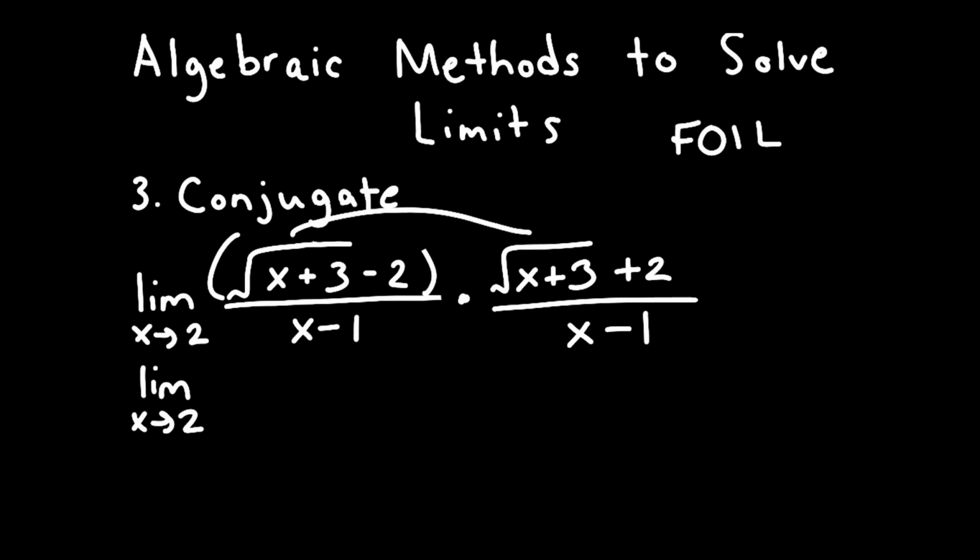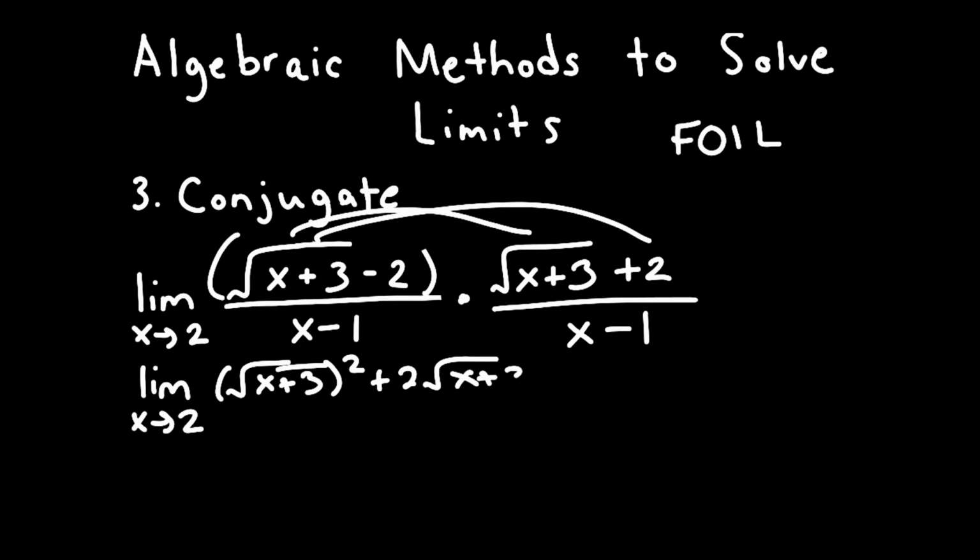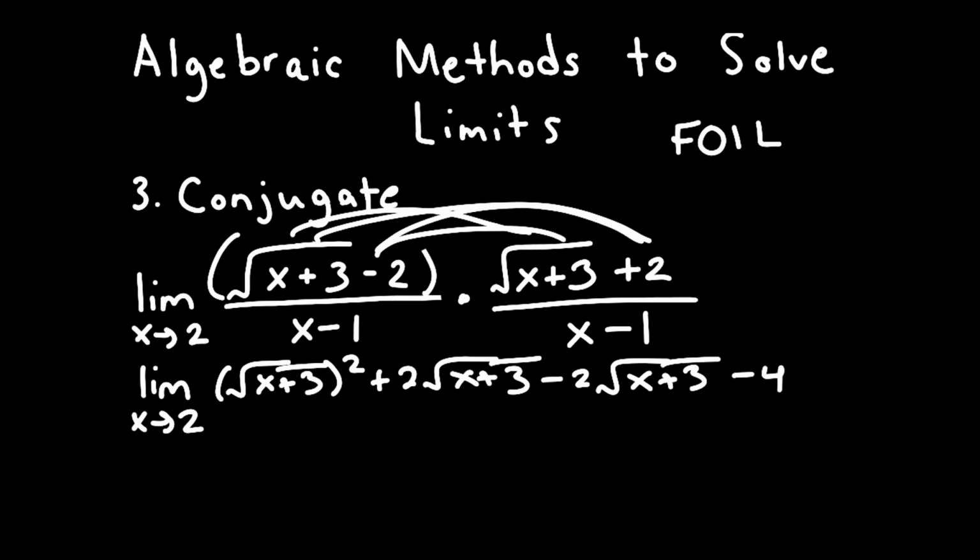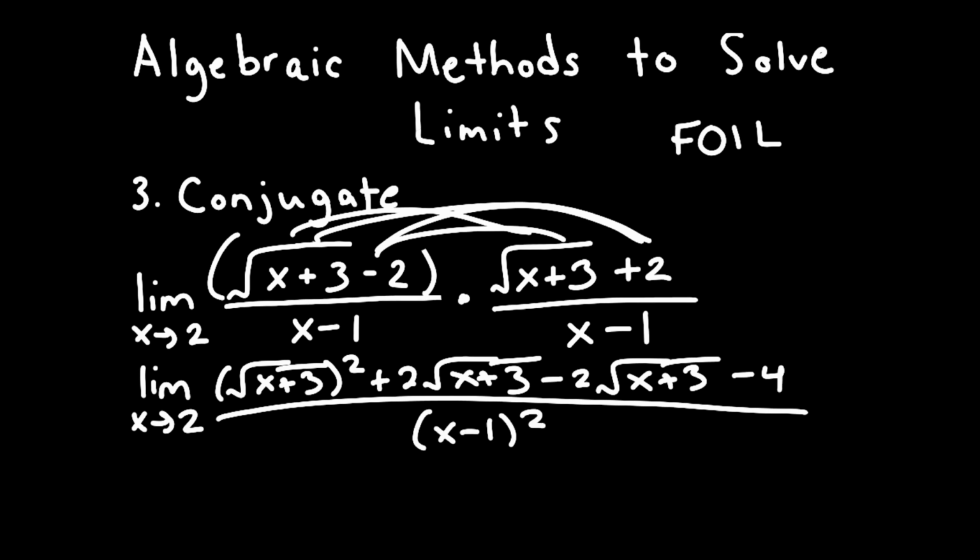Square root of x plus 3 times square root of x plus 3 is square root of x plus 3 squared. Square root of x plus 3 times 2 is 2 square root of x plus 3. Negative 2 times square root of x plus 3 is negative 2 square root of x plus 3. And finally, negative 2 times 2 is negative 4. And the bottom is simply multiplying the same expression by itself, leaving us with x minus 1 squared.